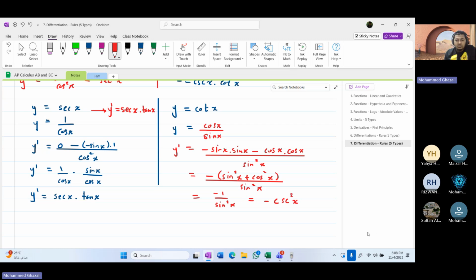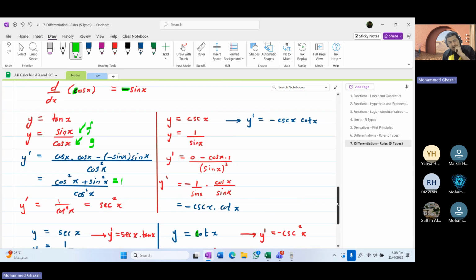Okay, so the derivative of cot x is negative cosec squared x. That's what it is, right? Now you can see that cosec starts with a c, so it's negative.